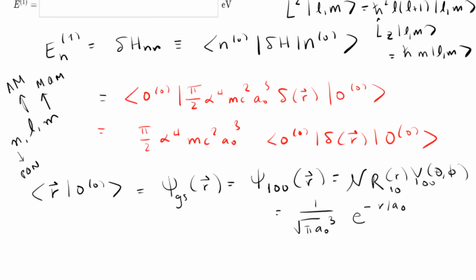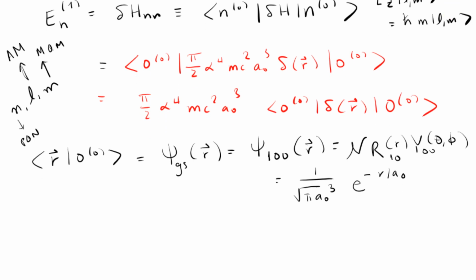So what we have to do now is plug this into our perturbation, first order energy correction equation. And what we get is that En1 is equal to, well, from the left it's going to be this, and then from the right it's going to be that. So it's just going to be 1 over pi a naught cubed. And then since this is an inner product, it's going to be the integral over dr, and dr here is just shorthand notation for dv.